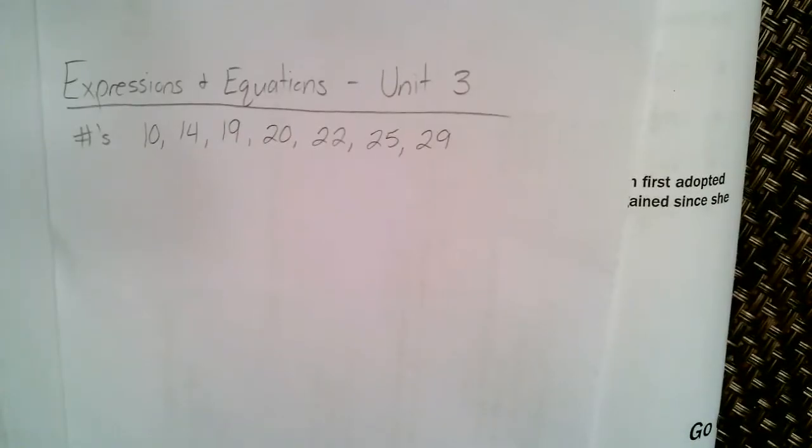Part 3 of the Georgia Milestones Review deals with expressions and equations, which comes from Unit 3. This is our shortest section. It has only 7 questions, and we'll start with number 10. So we'll go number 10, 14, 19, 20, 22, 25, and then end with 29.